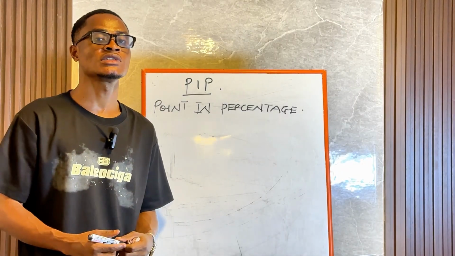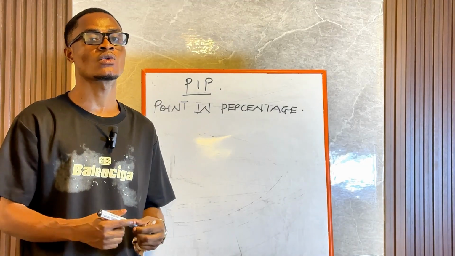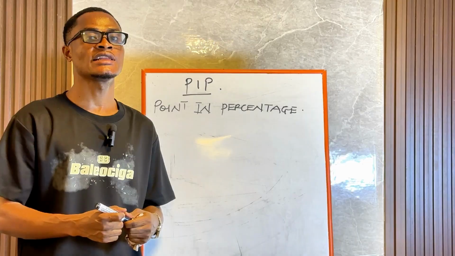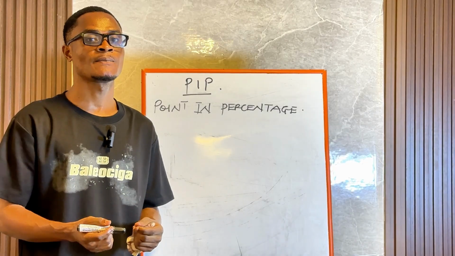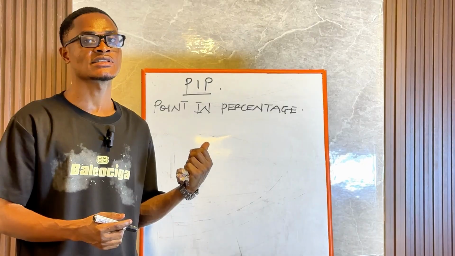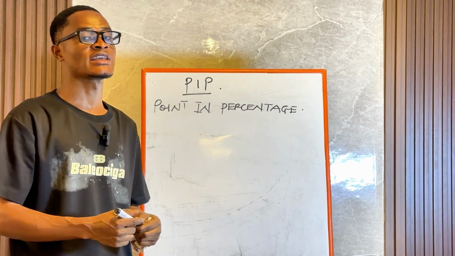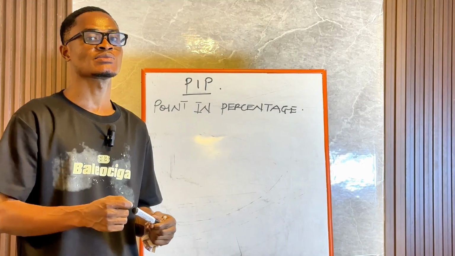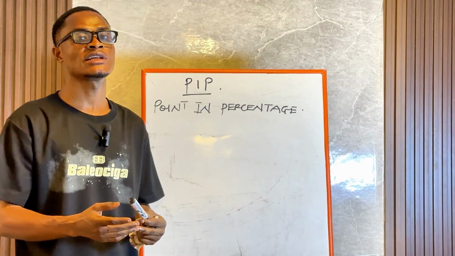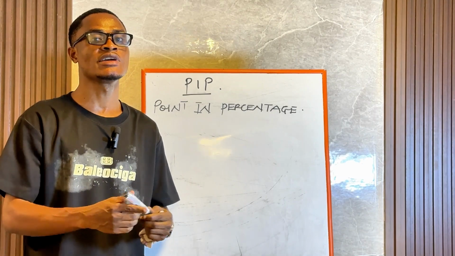In today's episode, I will be explaining to you what a pip is, its importance, and why traders need to understand this concept. Many people trade in the forex market because of money. Whether you make profit or losses depends on this particular concept, a pip. A pip, which is an abbreviation of point in percentage, is the smallest change in price of a currency pair's movement.